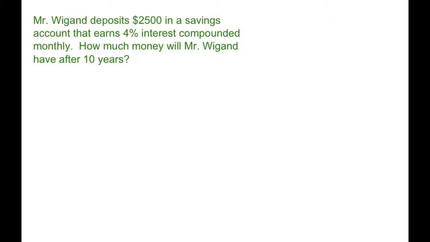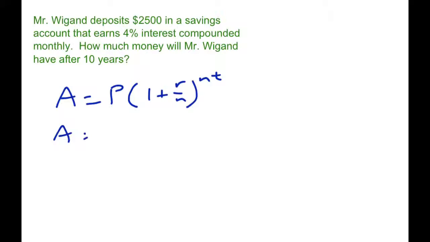Mr. Regan deposits $2,500 in a savings account that earns 4% interest compounded monthly. How much money will Mr. Regan have after 10 years? All right, so we have A equals P times the quantity 1 plus R over N, to the NT power. So our principal, that's how much we're starting with. Our initial investment was $2,500.